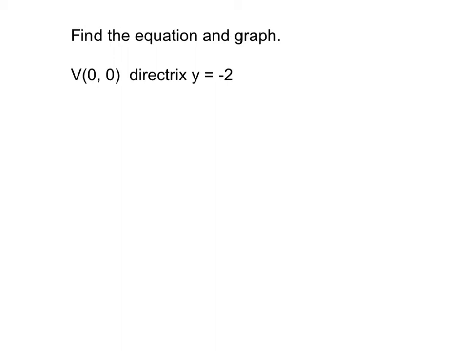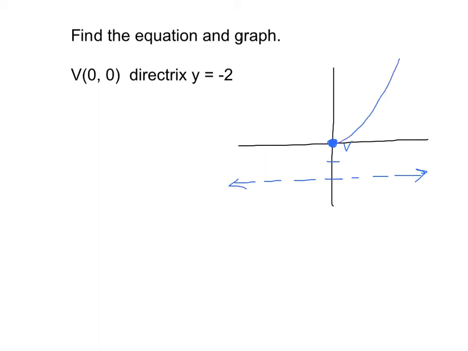Okay, here's another example. It says to find the equation and graph. So what I find it easier to do is to go ahead and graph it, and then from the graph figure out what my equation needs to be. So I'm going to put the vertex here. It says that the directrix is at y equals negative 2. So this is negative 2. We remember that the parabola never crosses the directrix. It opens in the opposite way from the directrix. So it's going to open this way.